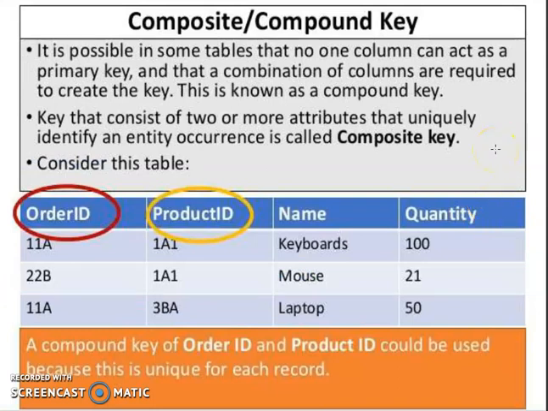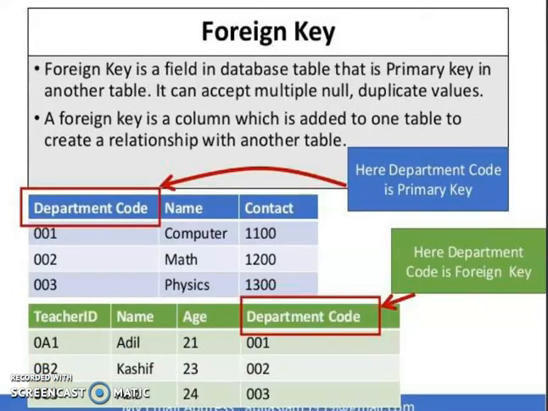Composite key means that instead of using a single field as a primary key, you use two or more fields or columns to create the key. That is called a composite key. Here, order ID and product ID both could be used as a key. So instead of using one particular field, you are using a combination of two fields as a key. It is called a composite key or compound key.